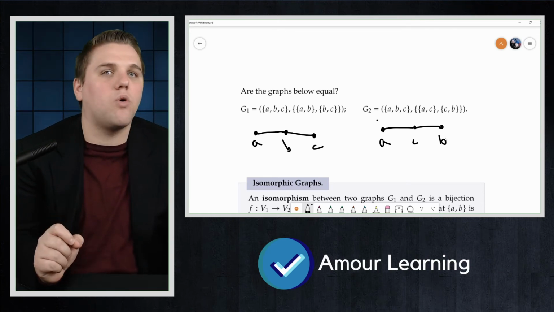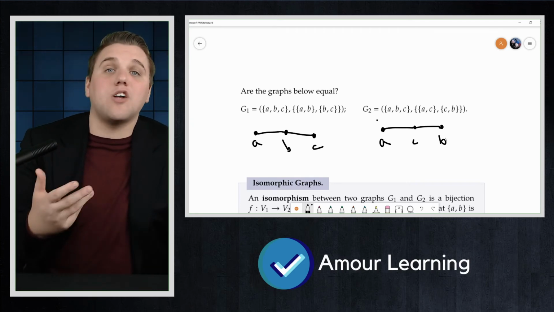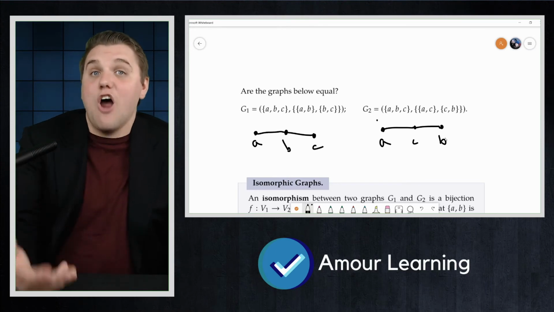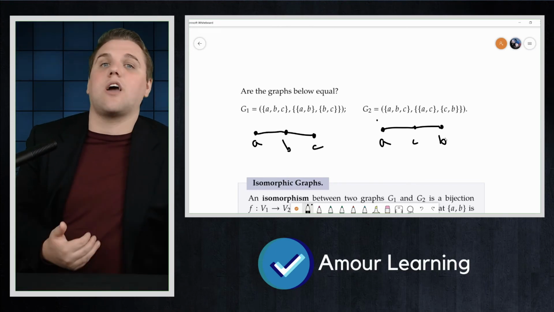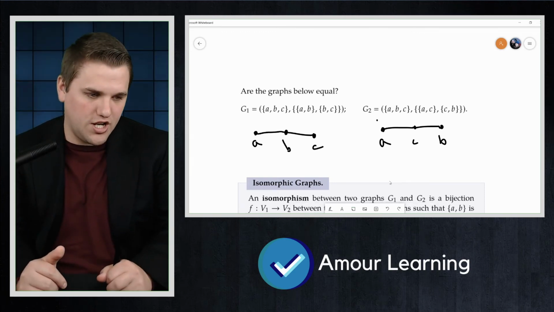So graphs that are basically the same but perhaps not equal are called isomorphic. Intuitively, graphs are isomorphic if they are basically the same, or better yet, if they are the same except for the names of the vertices. To make the concept of renaming vertices precise, we give this definition here.